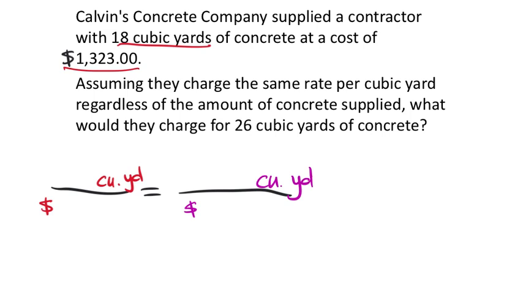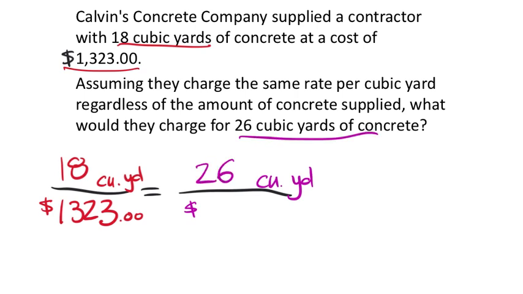So the first ratio that was given was 18 cubic yards for $1,323. If you want to put the decimal, that's okay. The second value says it's going to be 26 cubic yards. So I'll put a 26 for my cubic yards. How do I know that 26 goes here? It's because I already had the label in cubic yards. Okay? And again, this is to make sure that they match. What we don't know is the price. So what would they charge? That's what I don't know, so I can put an X there for my unknown. And now this is set up.